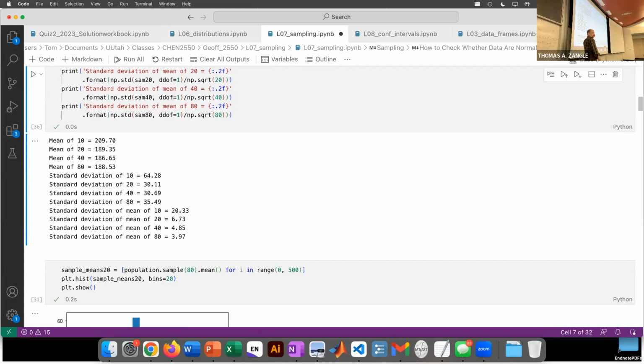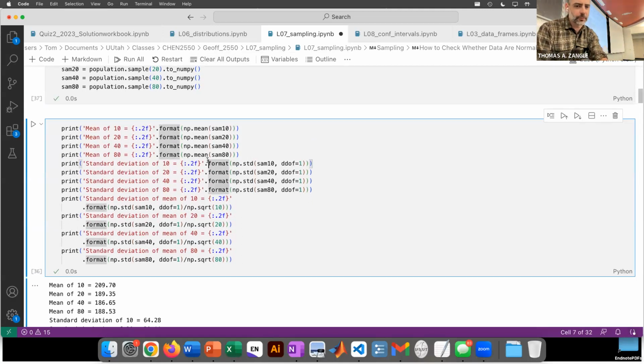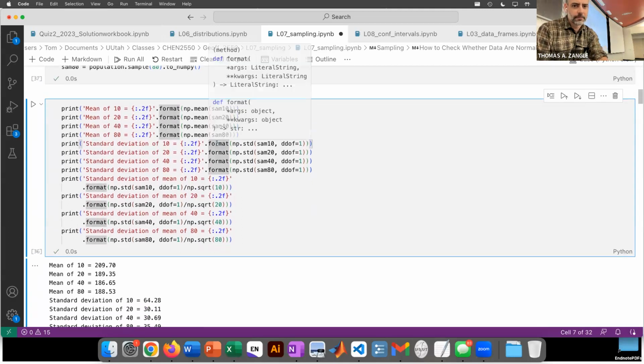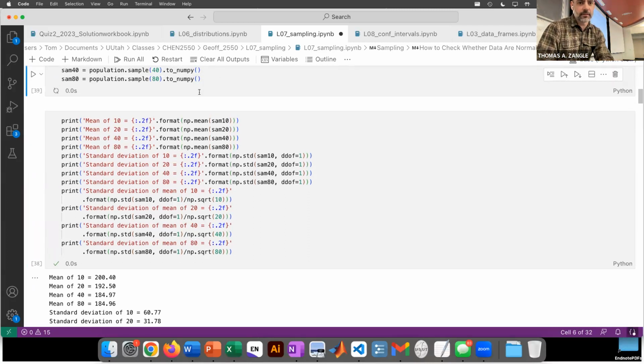Now I want you to pay attention to how much the mean of 80 changes as I do this. I've probably written something to automate this, but I'm going to run this. I just took a new sample, and now I'm running the next bit of code. You see that the mean of 80 went from 188 to 185. Do it again, now it's 192. Again, now it's 181. So it's mostly around the high 180s or so.